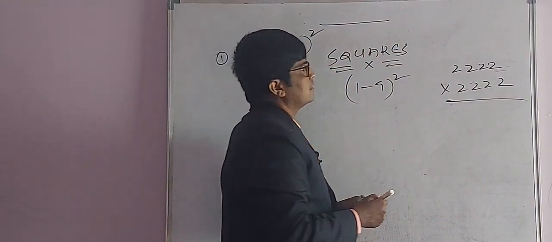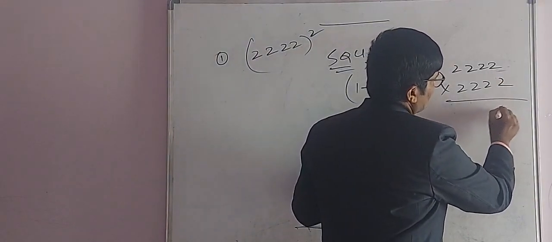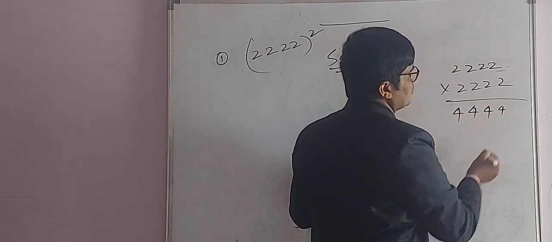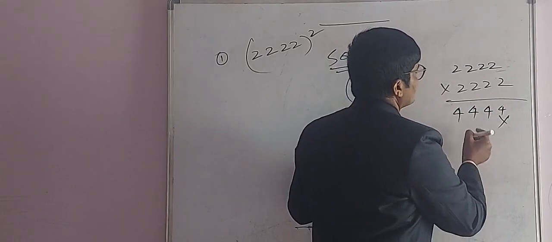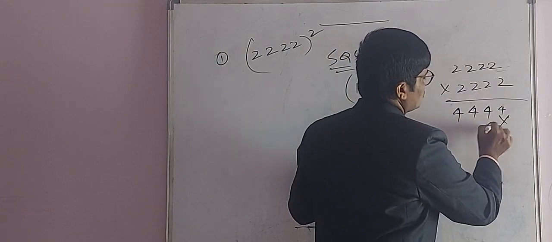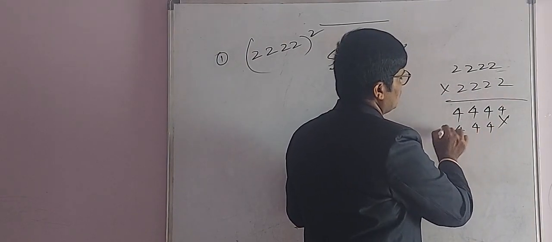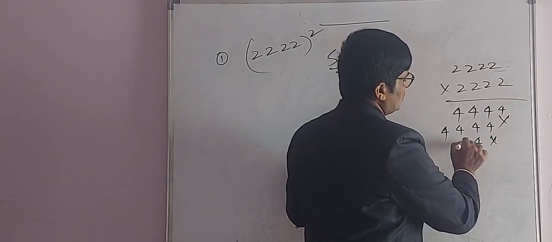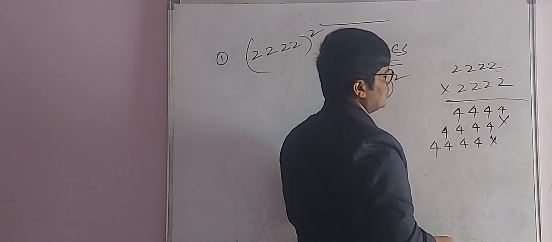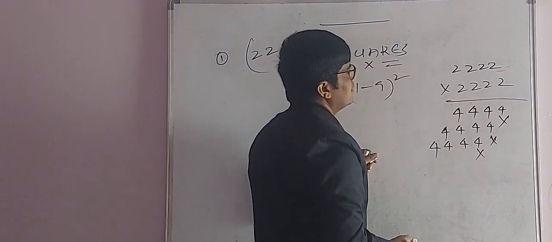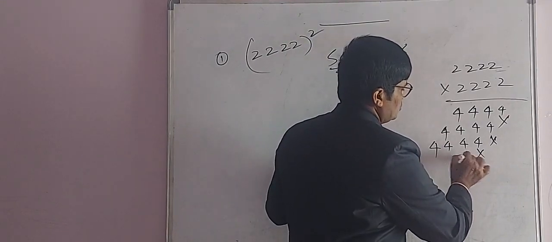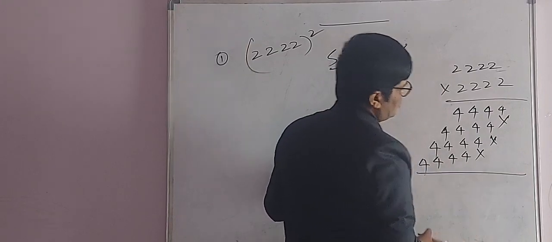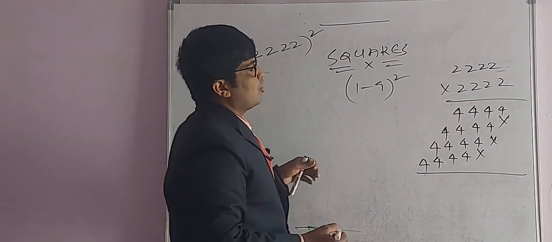Let us check. 2 2s are 4, 2 2s are 4, 2 2s are 4, 2 2s are 4. Again in the second step, the same, 2 2s are 4 four times. Again third step, and finally the fourth step, the last step, each time 2 2s are 4. So finally we have to add all the values.